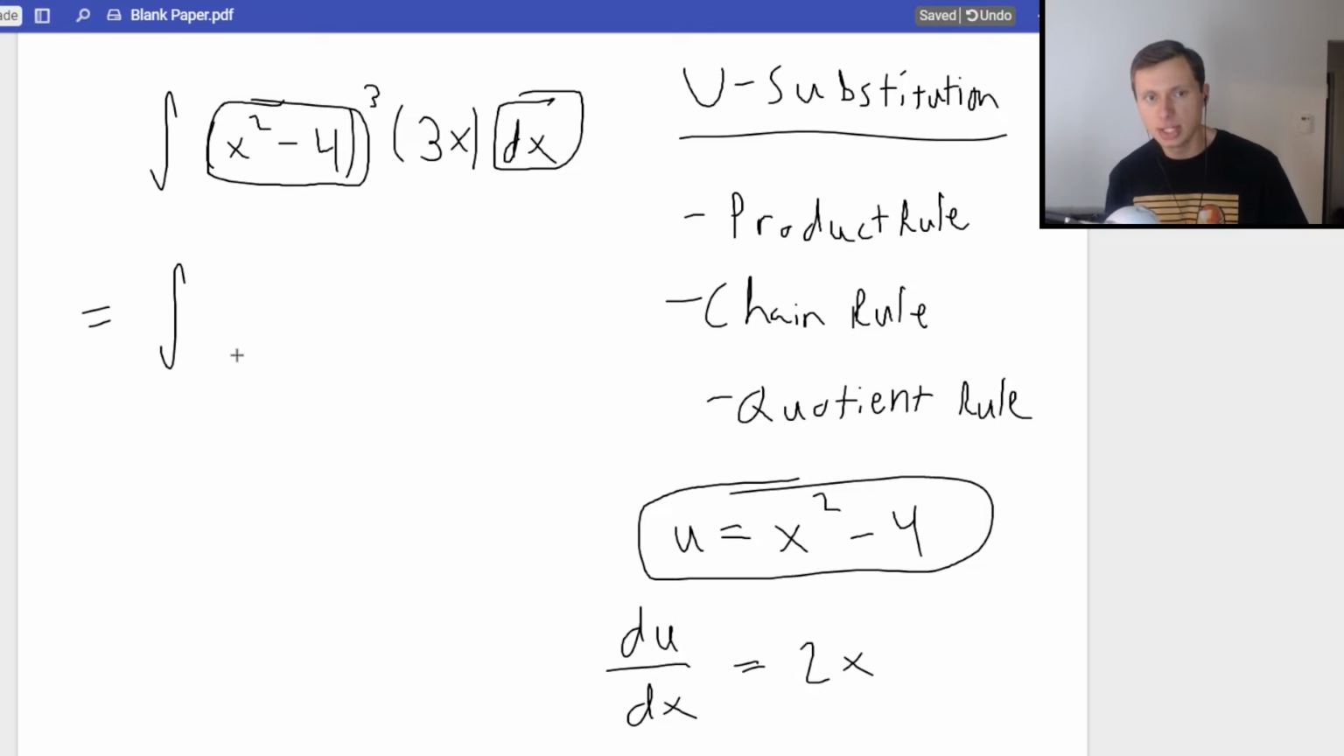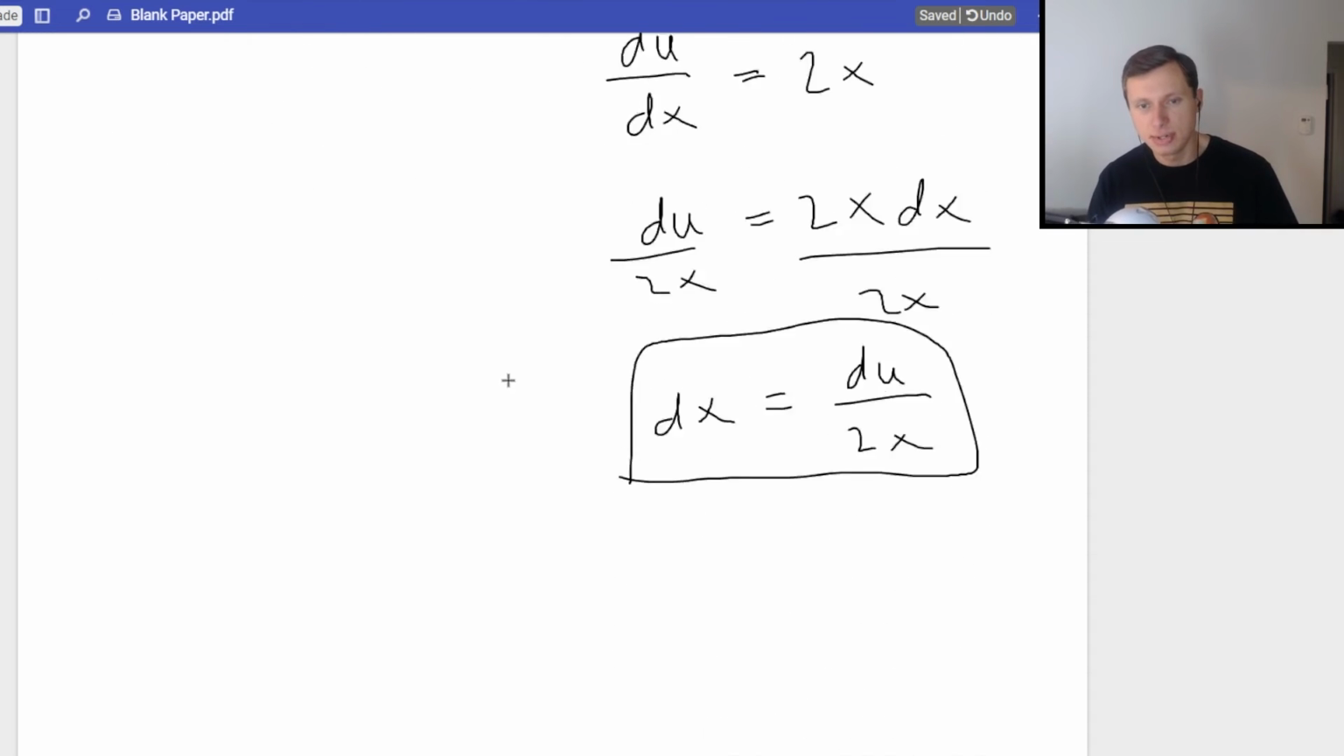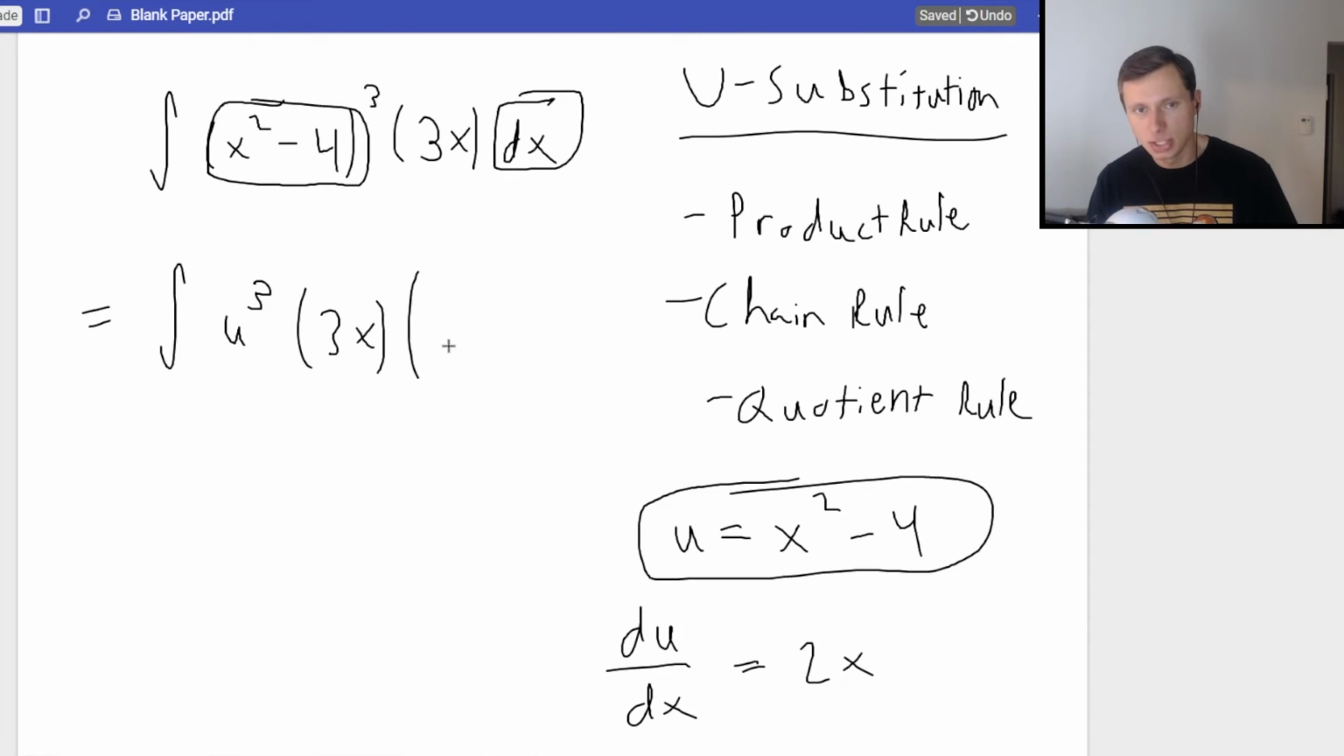It's going to be the integral of, now instead of x squared minus 4 cubed, it's just u cubed. Much easier. 3x stays the same. And then dx, we just set it down here. It's du divided by 2x. Now, how on earth did this help us? This looks more complicated. Well, I'm glad you asked.